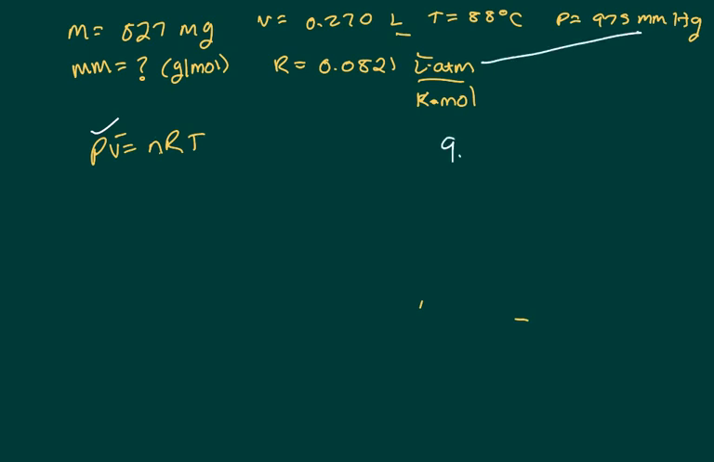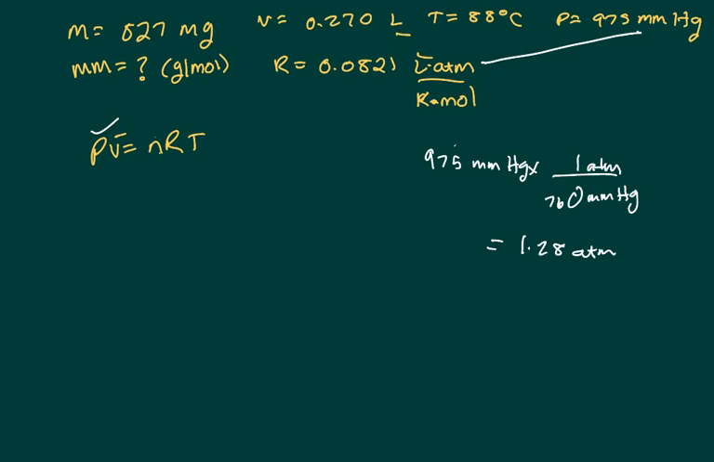So let's convert the 975 millimeters of mercury into ATM. And we know for every 1 ATM we have 760 millimeters of mercury. So 975 divided by 760 is 1.28 ATM. Perfect. Next.